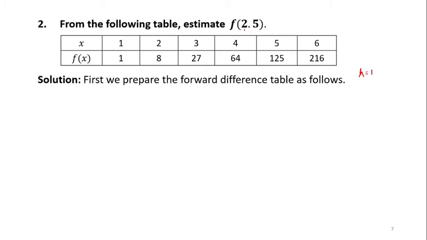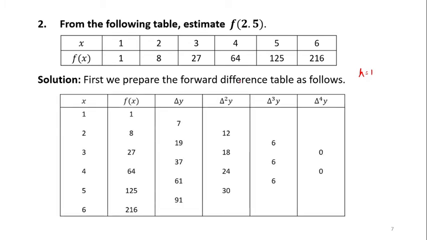We have to find the value of f of 2.5. Now compare 2.5 with x naught 1 and x 6. 2.5 is near to 1. So to find the value of f of 2.5, we use Newton-Gregory formula for forward interpolation. First, we prepare the forward difference table. In the first column, write down the values of x. In the second column, write down the values of f of x.